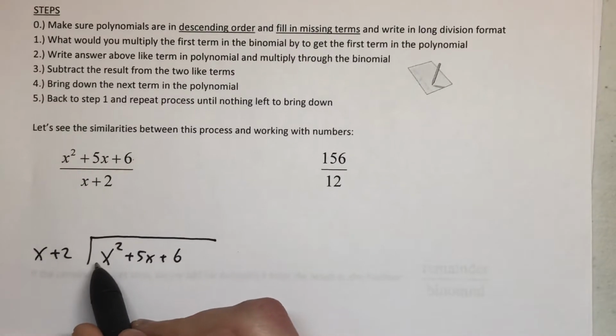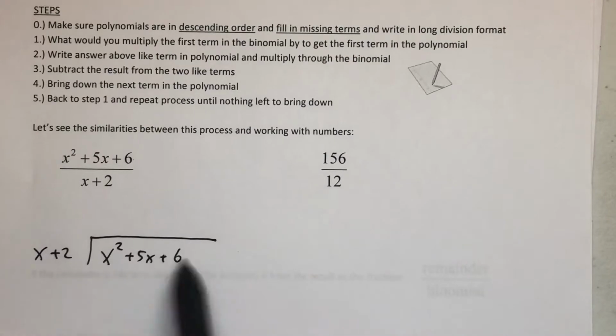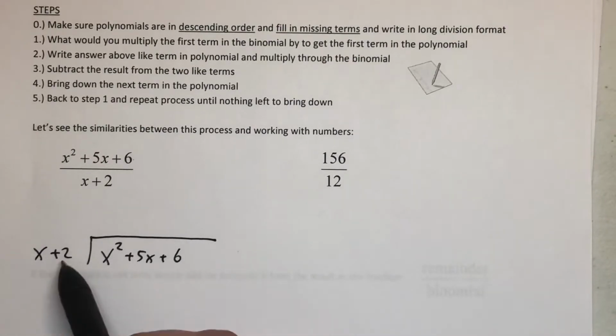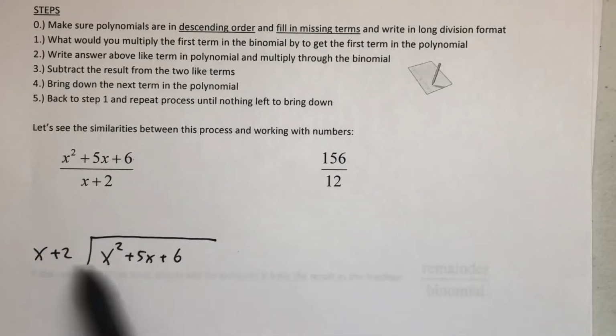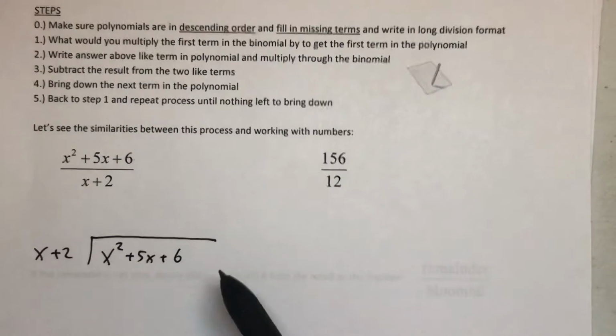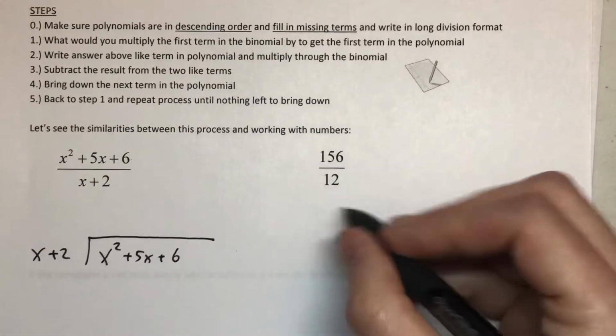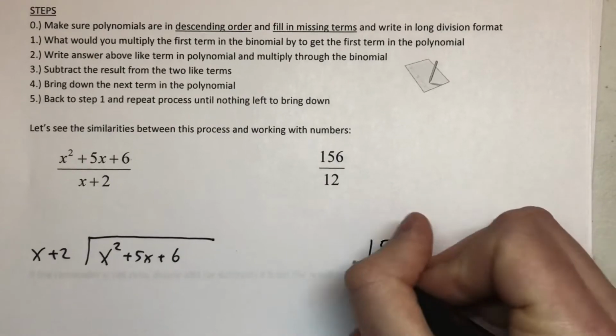So with this polynomial, notice it's x squared, x, and a constant, all in order. For the binomial, it's x and then a constant, in order, no missing terms anywhere. We checked that as we write that form. So now that we have that form, the process starts. Let's go over to numbers real quickly, and let's write them in long division form.